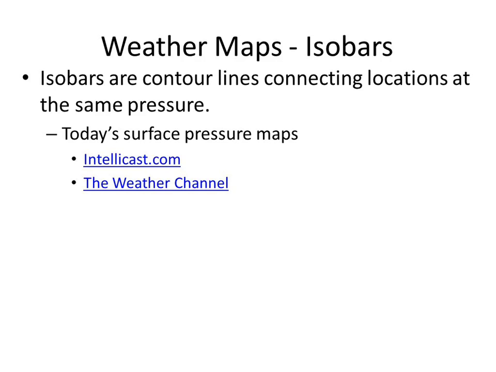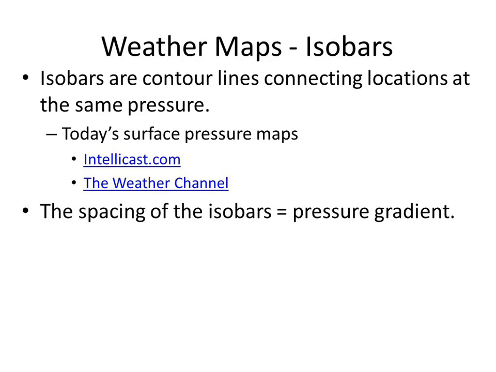So I think I'm going to skip those hot things. But remember when we talked about isotherms? The word iso just means you are looking at one thing, whether it's pressure or temperature or wind, and you make a contour line to connect locations with that same value. So isobars connect locations with the same pressure. And I think I have some pictures coming up. This goes to what Joe was saying a minute ago.